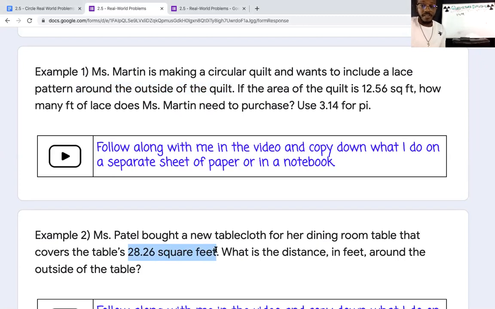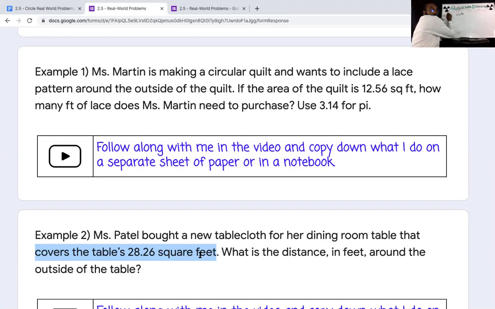When it says square feet, I automatically know that they're talking about area. But if that wasn't it, I could see that we're looking for something that covers the amount of space that the table takes up. The table takes up 28.26, but when I see square feet, I know that I'm talking about area, not circumference, not radius. As soon as you see square feet, you know that is area because that's like 2 dimensions multiplied together. So I'm gonna go ahead and write that down first.